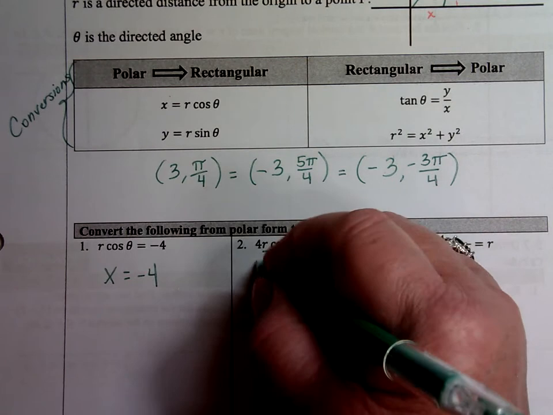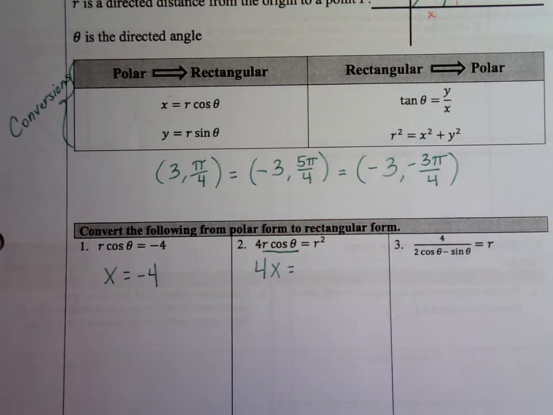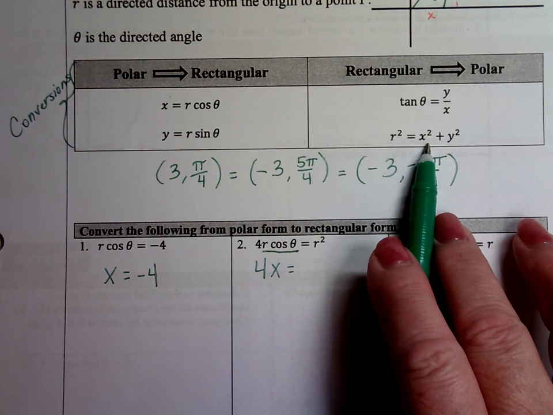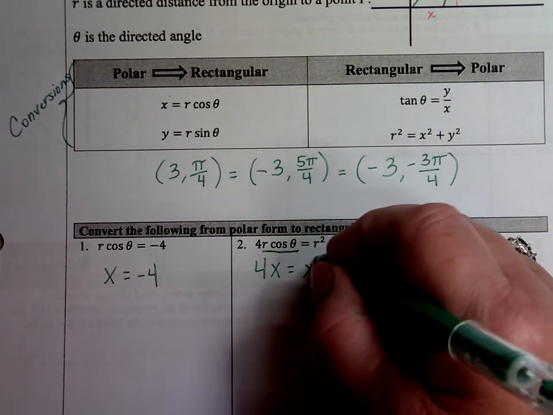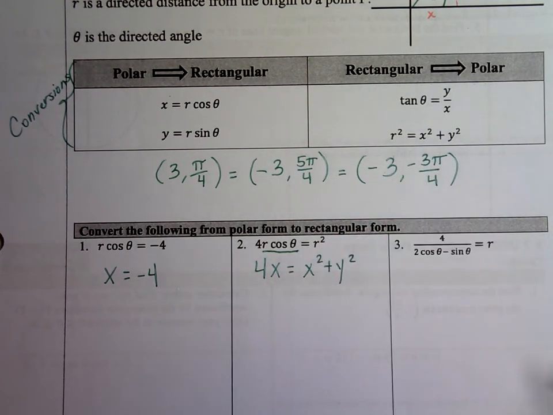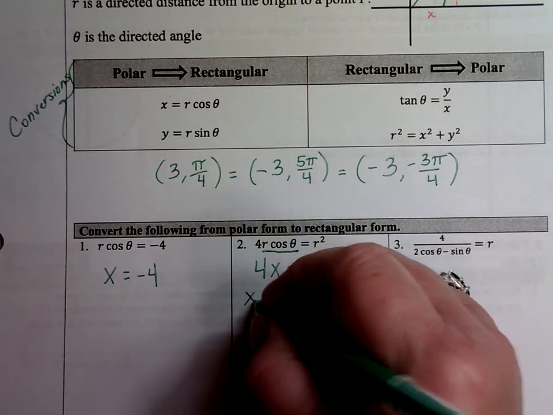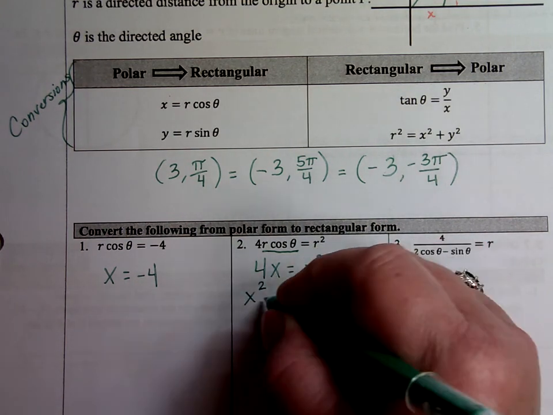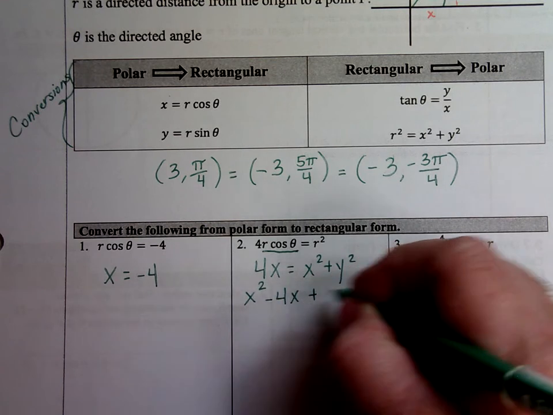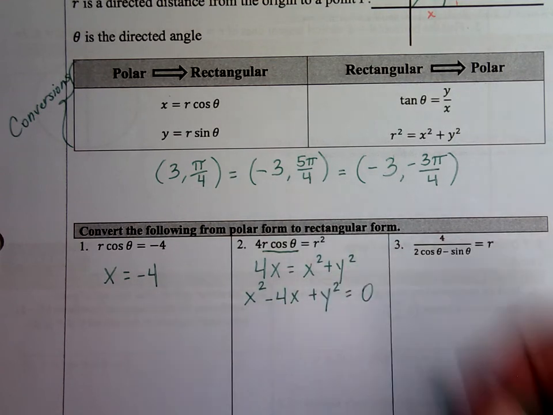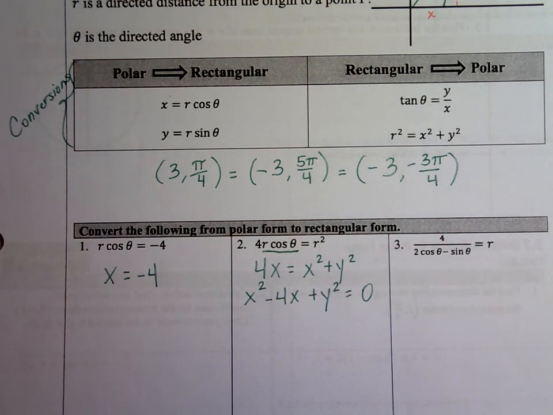So this is like 4x equals r squared. Well, r squared comes from this, x squared plus y squared. So I could say x squared plus y squared. So in looking at this, let's see if we can pull it all together. I would have, if I put everything on the same side of the equal sign, x squared minus 4x plus y squared equals 0.